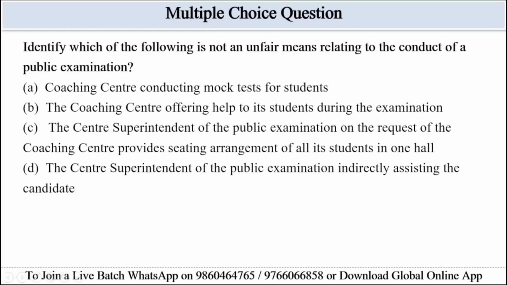In case of option C, the center superintendent of a public examination, on the request of the coaching center, provides a seating arrangement of all its students in one hall. So this is a clear example of manipulation in seating arrangement to facilitate adopting unfair means, which is a punishable offense. In case of option D, the center superintendent of a public examination is indirectly assisting the candidate.